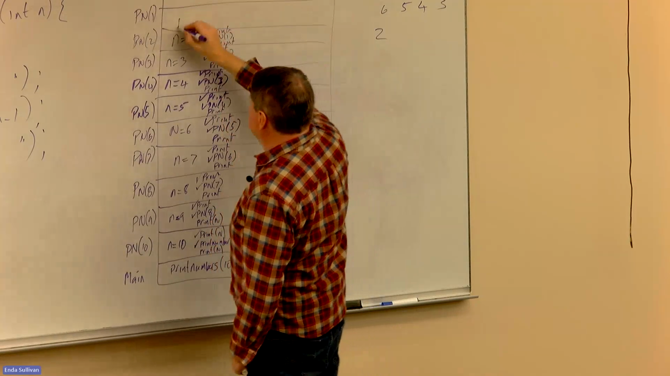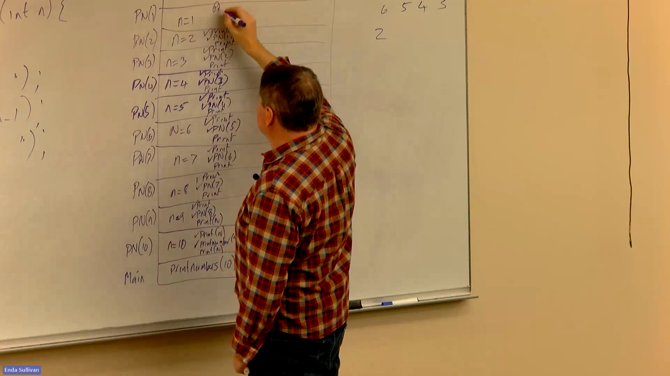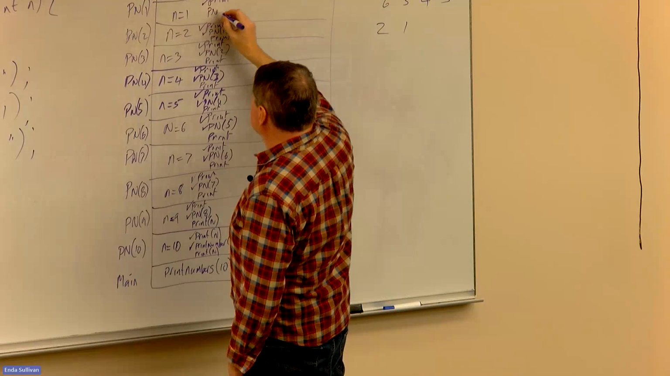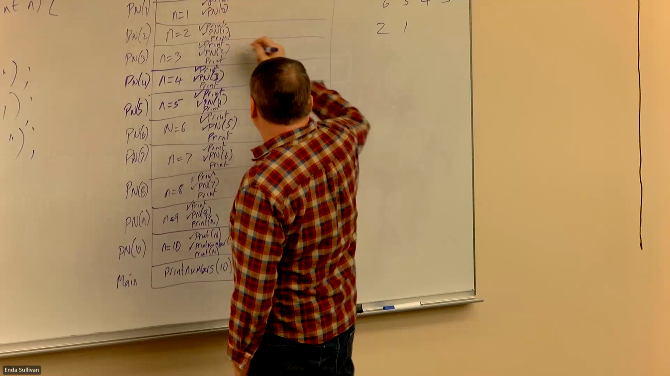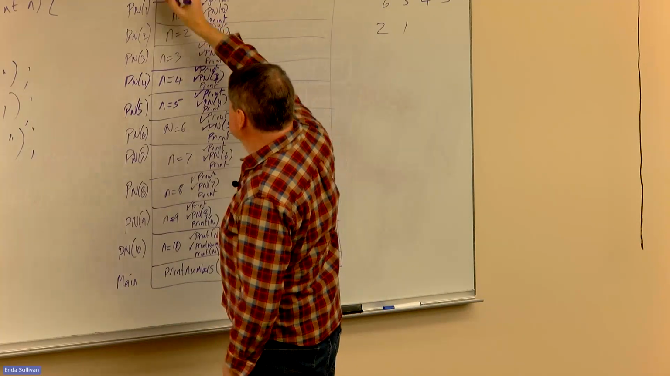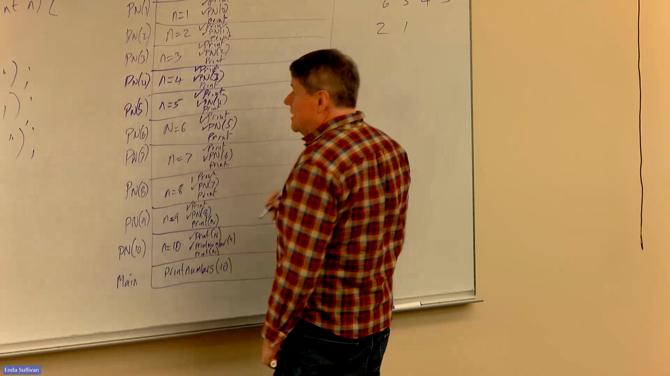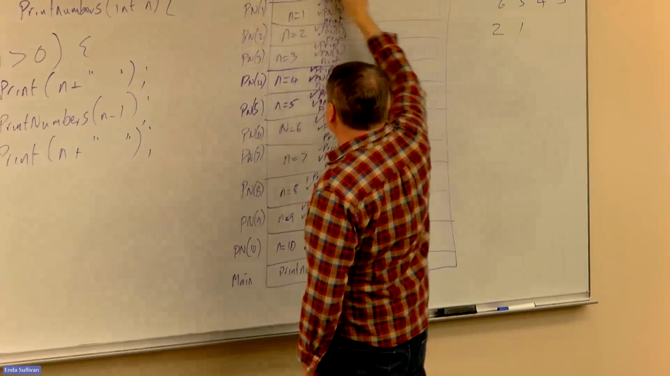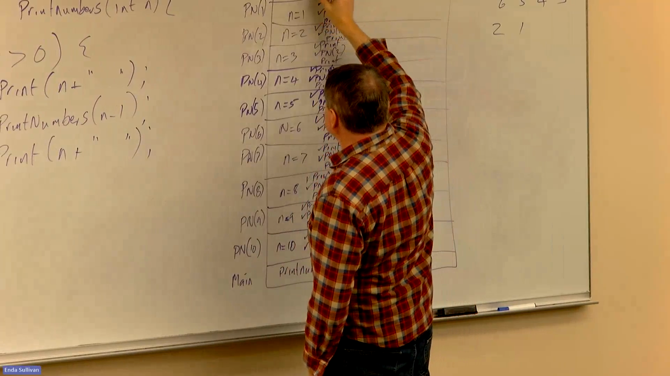All right, so n is equal to 1. I'm going to do a print. Here's the 1. I'm going to call print numbers 0, and then I'm going to do a print. All right, now don't shortcut this. You're just going to keep going. So that calls print numbers of 0. All right, n is equal to 0.